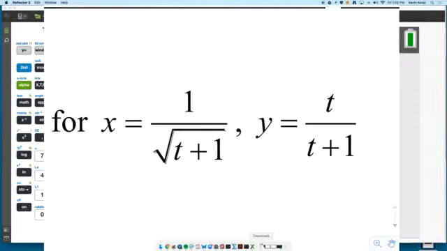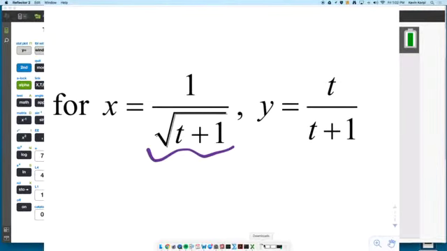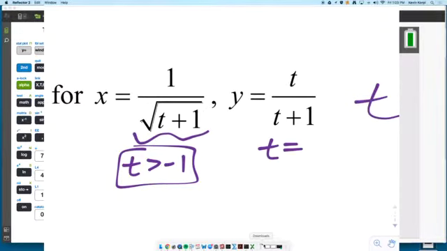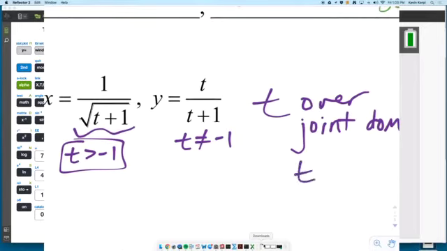Can't divide by 0 and can't take the square root of a negative. So on this one here, we know that t has to be greater than negative 1 to make the radicand positive. And if it's equal to negative 1, then I get the square root of 0, which is not allowed. So my domain of this is strictly t is greater than negative 1. This one over here says t can't be negative 1. So we have to choose a domain that satisfies both, which is, of course, t has to be greater than negative 1.